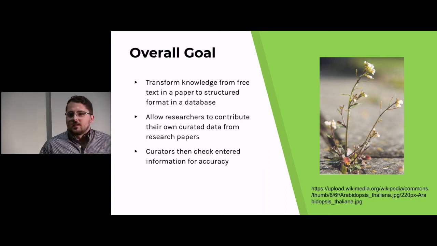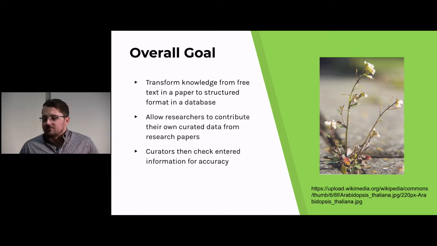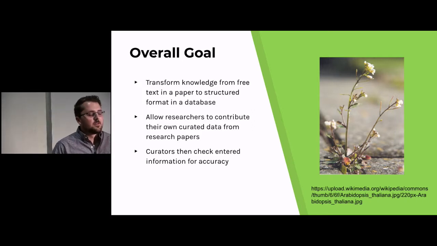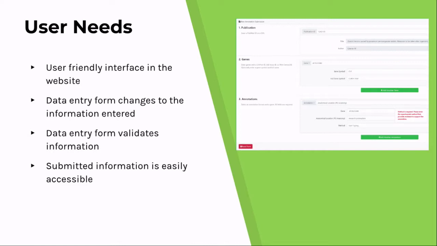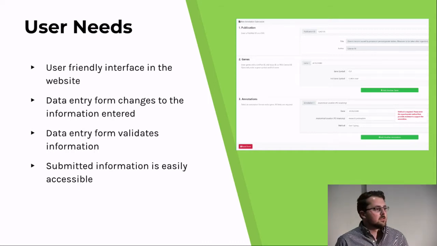The problem is there's a lot of papers coming in that the curators can't all get to, and there's always a backlog of things. So the goal of this project was to create an easy-to-use website that would allow the researchers to create their own annotations from their papers, and then the curators would be able to quickly go through and just check the submitted information for accuracy. So that means that there are 2 main users for this website. There are the researchers who will be creating or submitting the information from the papers, and there'll be the curators who need to access those submissions and either approve or reject them.